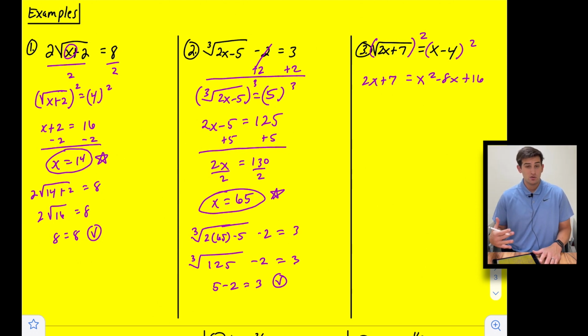So now we have a quadratic, right? And anytime we're trying to solve a quadratic, we want to set one of the sides equal to 0.